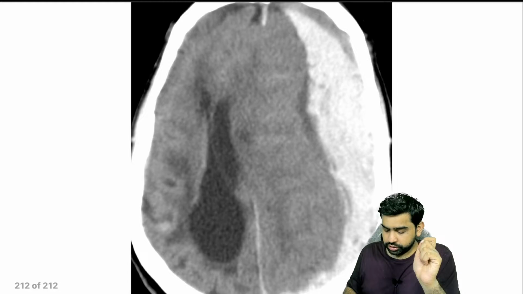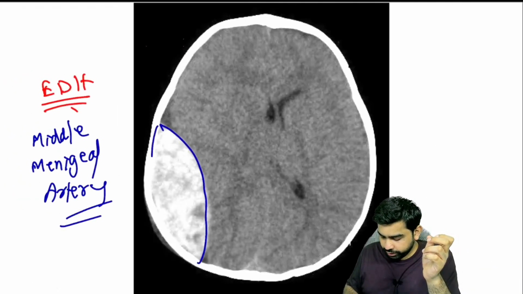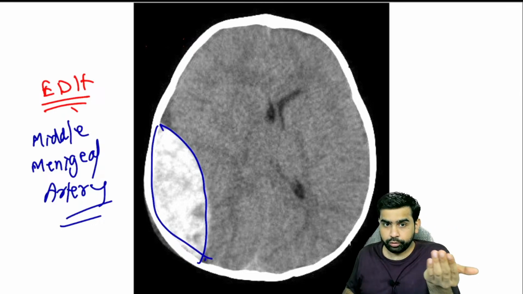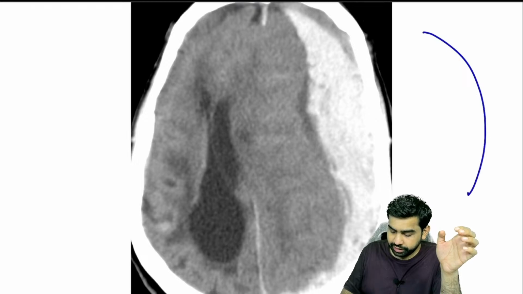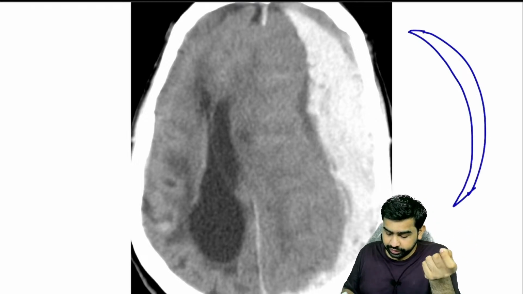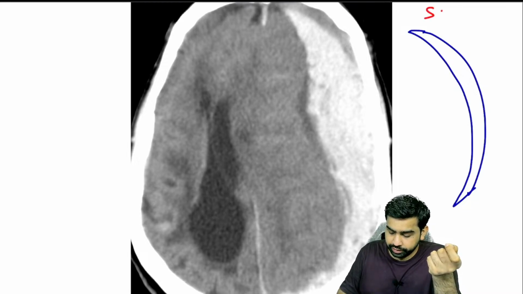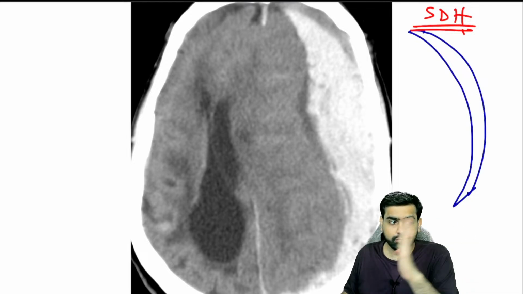Okay, now what is this? This is a biconvex opacity, or a lens-shaped opacity. That is an EDH. And what is this? This is a concavo-convex opacity. This is what basically happens in the SDH, subdural hematoma. In the subdural hematoma, you have a concavo-convex opacity. That is what you need to understand over here.